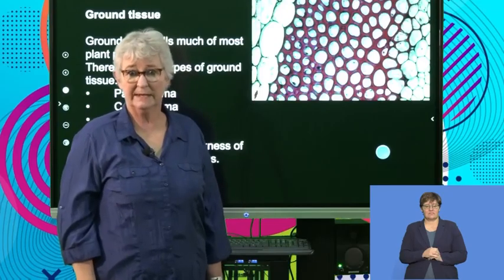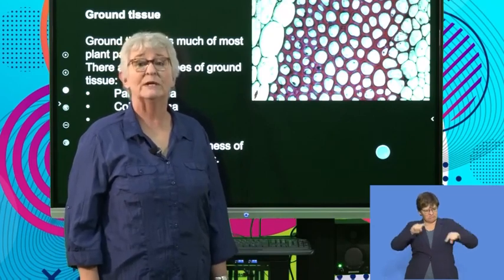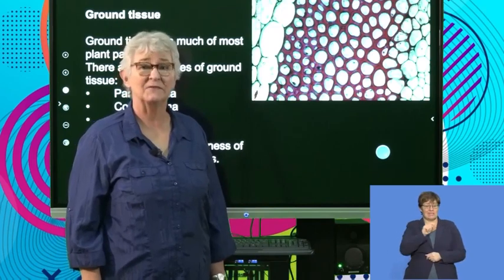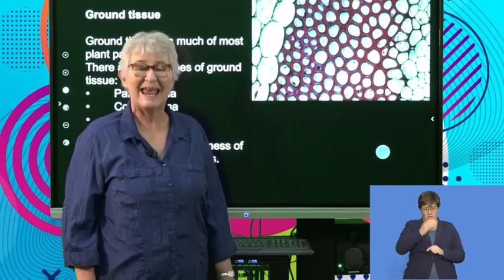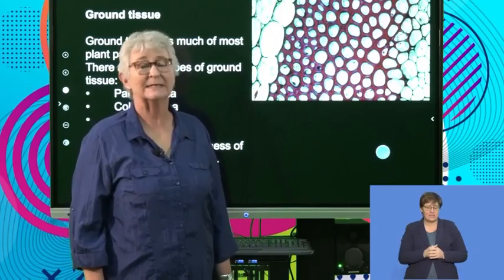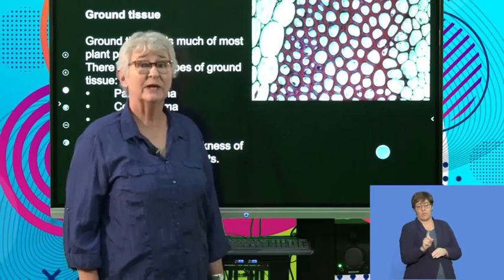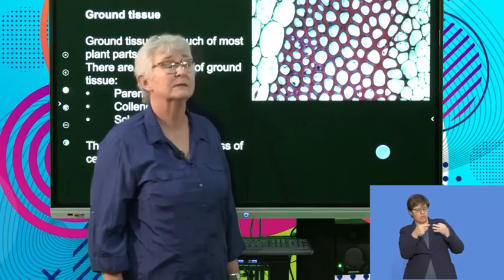Just underneath the epidermis are lots of different types of cells, and we call these ground tissue. They have different thicknesses of walls, they're different sizes, and they have different contents depending on what their specific function is. And we are going to have a look at the three different types of ground tissue.